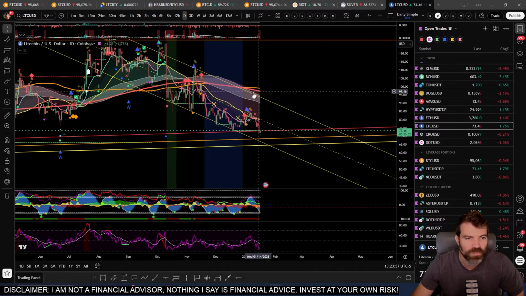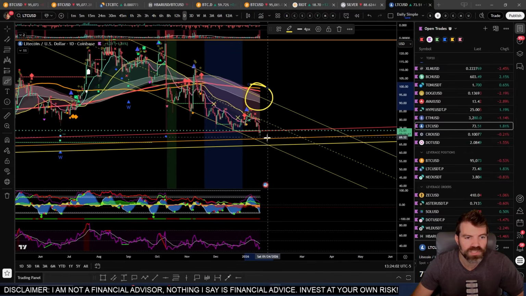Now, again, we'll have the bull market support band. There will be resistance in this area right here, but I do expect to see a move up from either the area we're at right now.